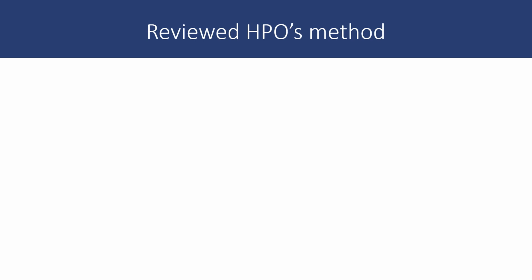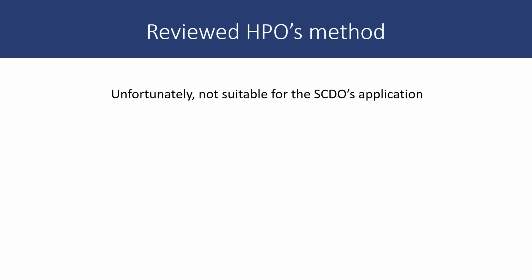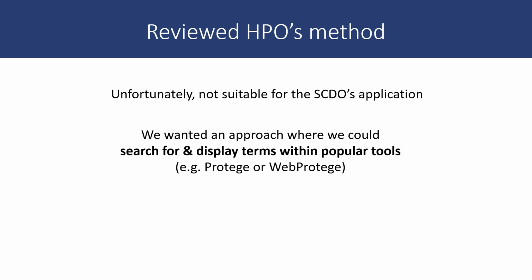But the only existing method we found, being the method used by the Human Phenotype Ontology, or HPO, was unfortunately not suitable for the SCDO. We wanted an approach that allowed us to search for and display terms within popular tools, for example, Protégé or Web Protégé, and we found the best way to do this was by leveraging the use of language tags, as we had used for the French SCDO.